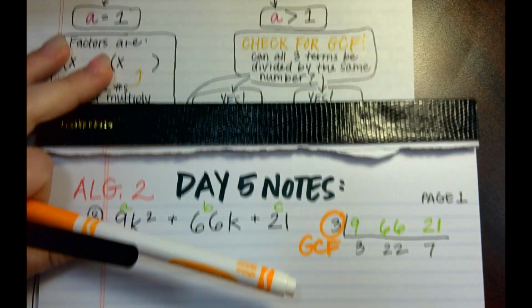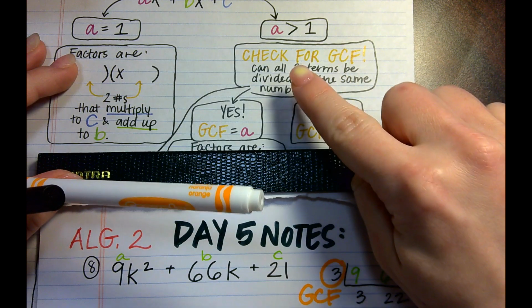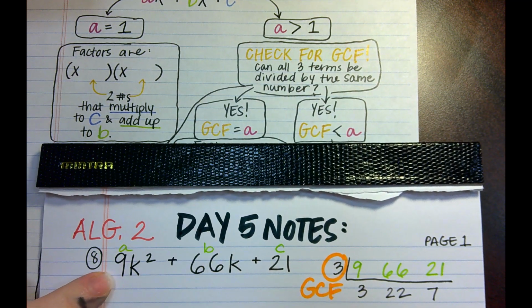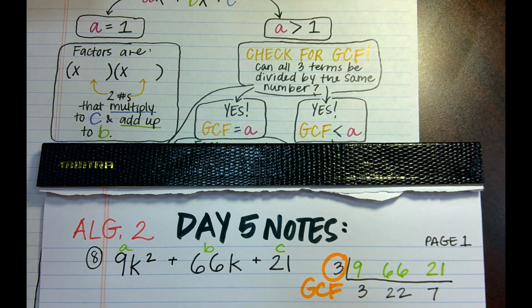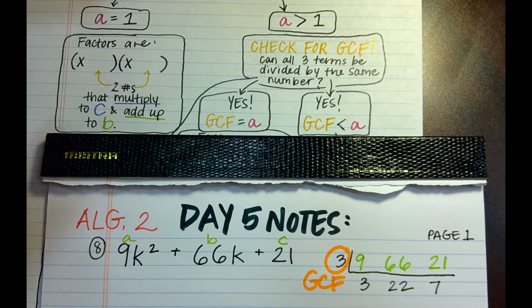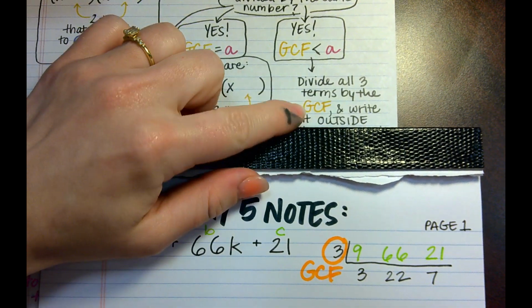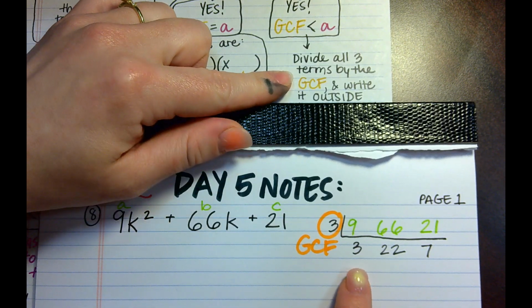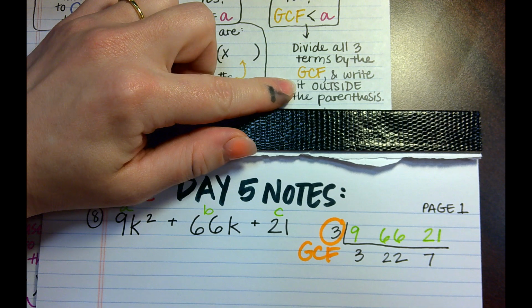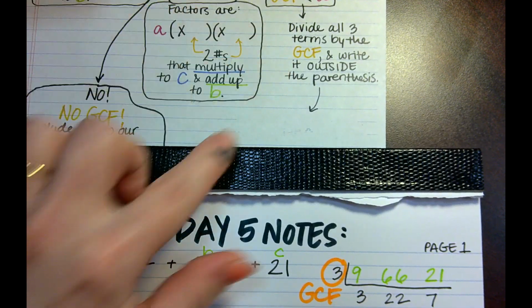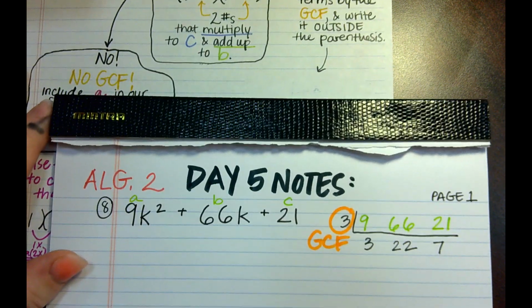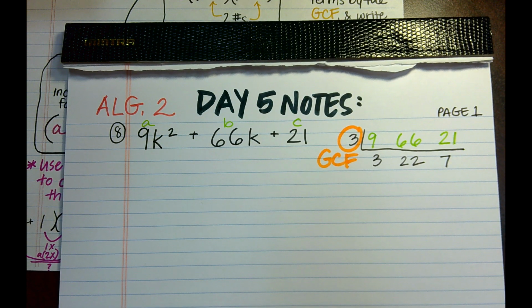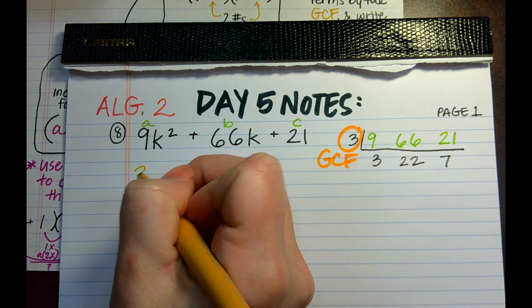So looking at that flow chart again, was our greatest common factor equal to our A, which was 9, or is it smaller than A? It's smaller than A. So divide all 3 terms by the greatest common factor. We just did that. And write it outside of your parentheses. And this is where we're going to fill some more of this chart in. So let's start by doing that. Our greatest common factor was 3. So we're going to write a 3 here.